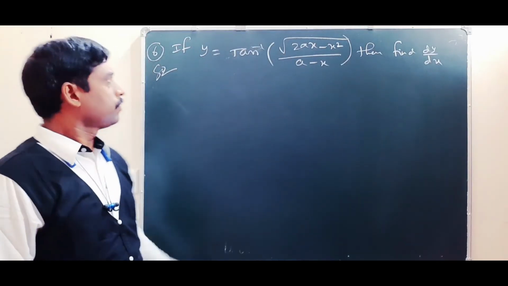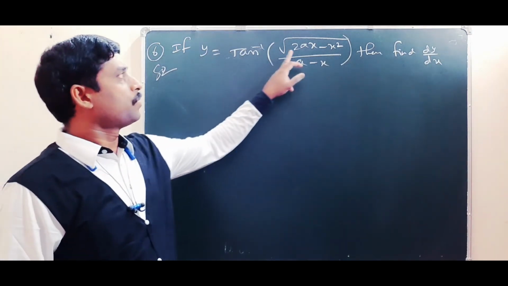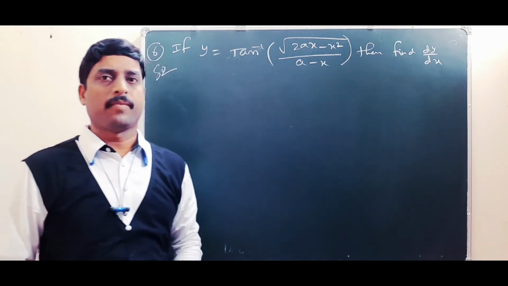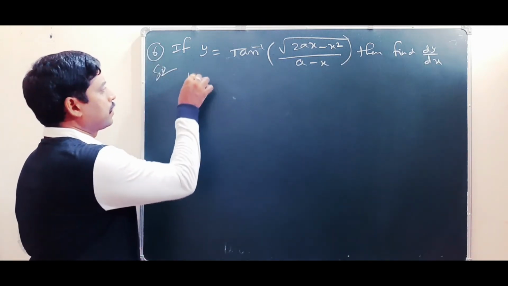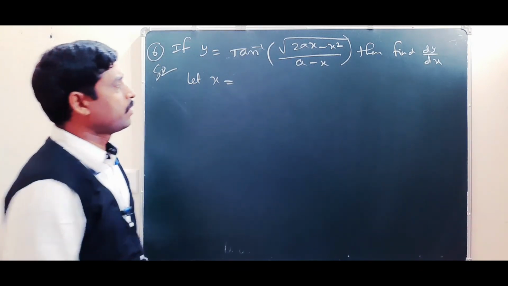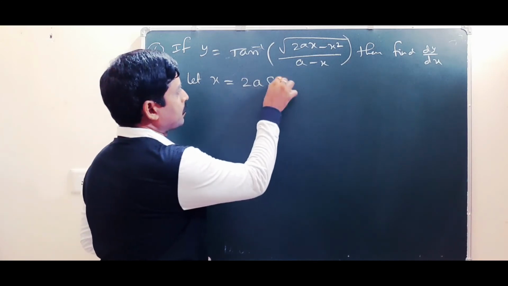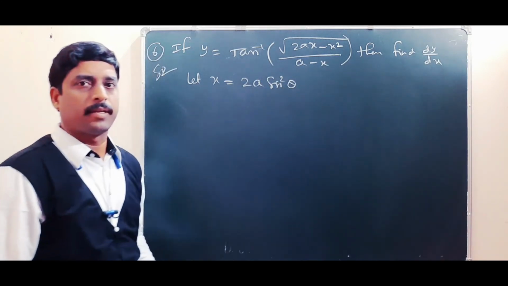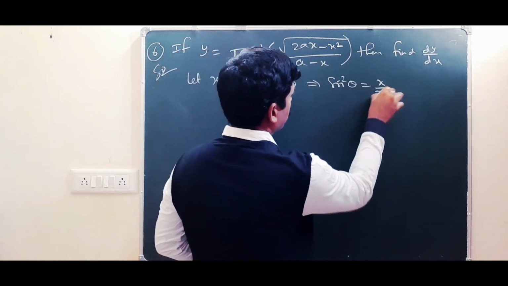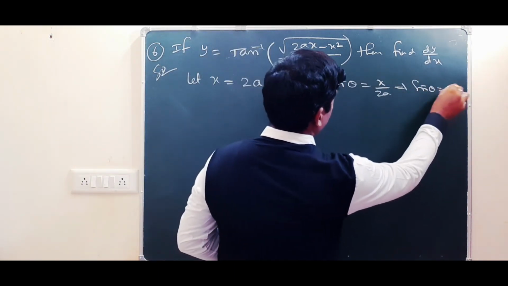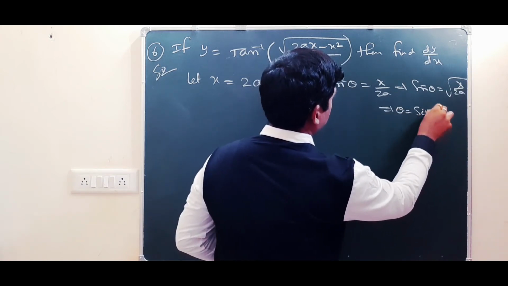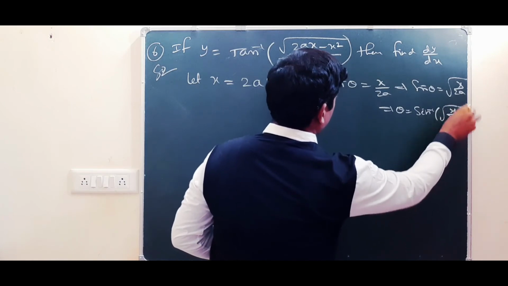Let us go to the next problem. y is equal to tan inverse of root over 2ax minus x square by a minus x. Then we have to find dy by dx. By using the substitution method, let x equal 2a sin square theta. Therefore sin square theta equals x by 2a, so sin theta equals root of x by 2a, and theta equals sin inverse of root of x by 2a.